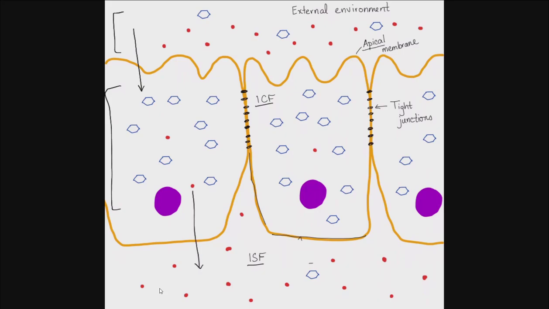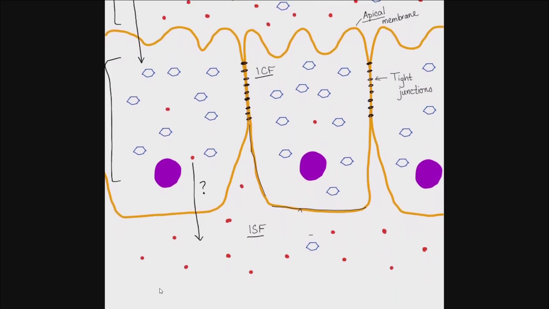Now let's take a look at this one. Is that active or passive transport? That's going to be active transport because I'm going against a concentration gradient. I'm going from an area that has low concentration of sodium to high concentration. So I'm probably going to have to pay for that.